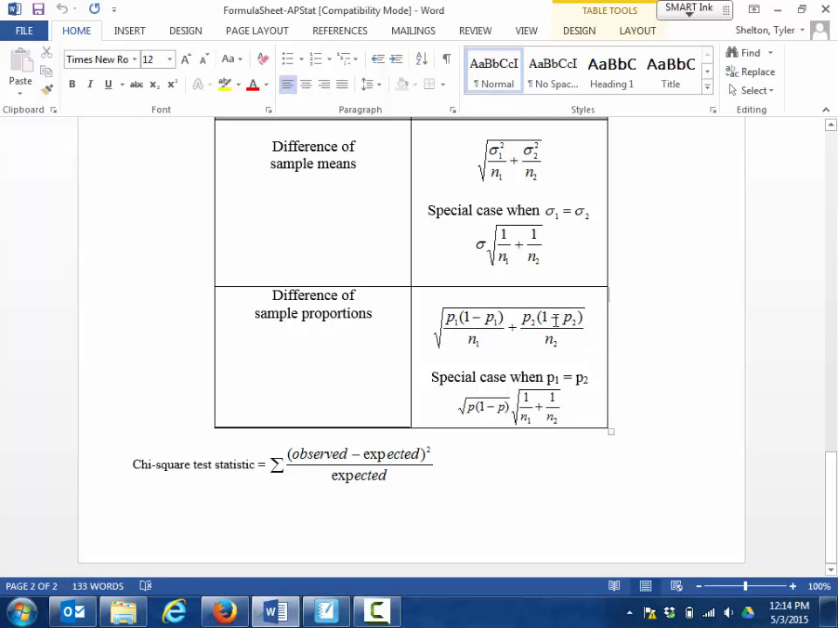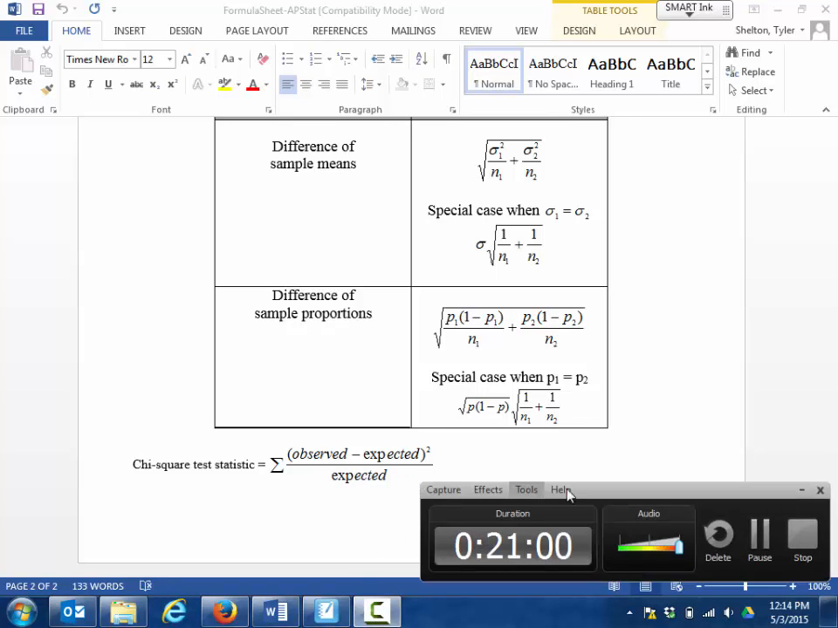Okay. Anytime you've got a hypothesis test focusing on the difference of sample proportions, pool your sample proportion before you calculate that standard deviation.